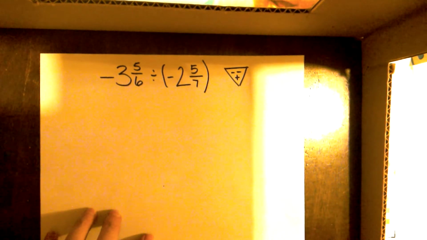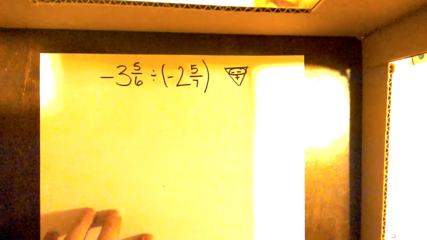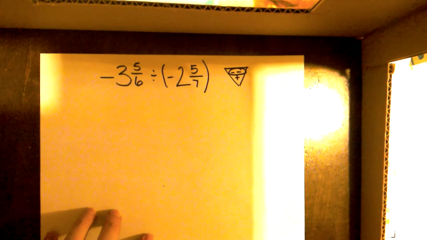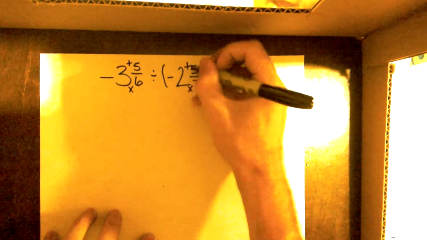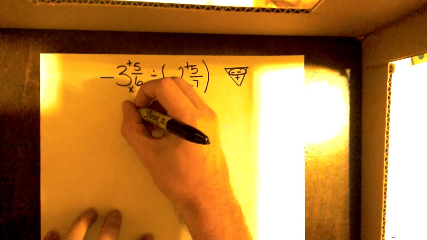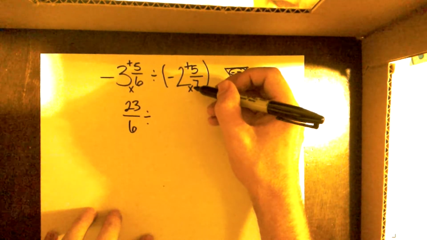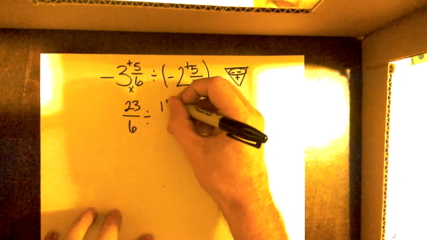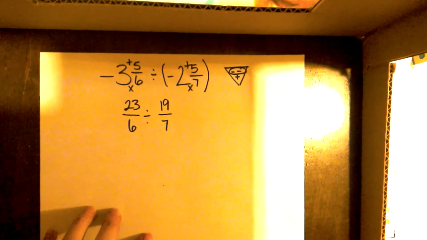Negative 3 and 5/6 divided by negative 2 and 5/7. It's a negative divided by a negative, so that means my answer is going to be positive according to Madman. We have 3 and 5/6, 2 and 5/7. We have to use the Texas math. 6 times 3 is 18, plus 5 is 23 over 6, divided by 7 times 2 is 14, plus 5 is 19 over 7. Yikes, what was Mr. Elk thinking with these numbers?